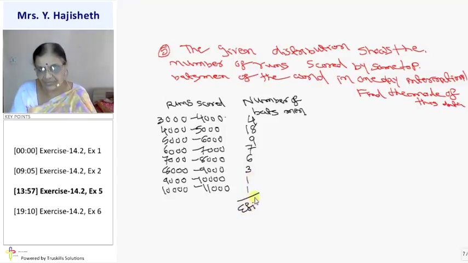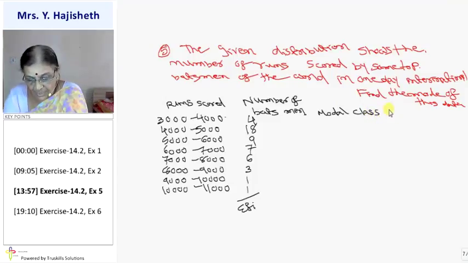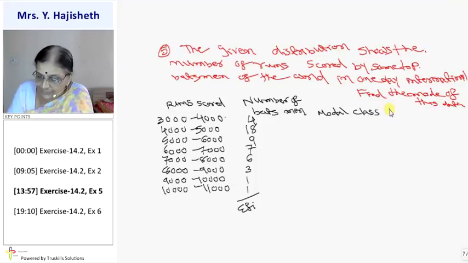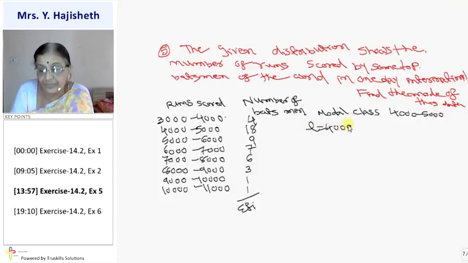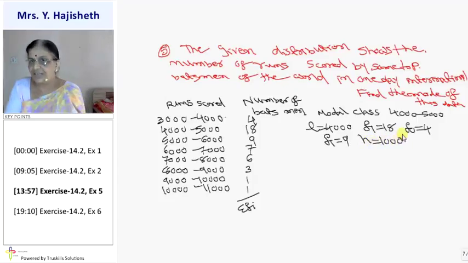Sigma fi is given, but we don't need it in mode. First you find out the modal class. Modal class means the class with highest frequency. Here the highest frequency is 18. So my modal class is 4000 to 5000. So naturally my L will be 4000. Clear? My F1, frequency of modal class, is 18. Frequency of the class preceding the modal class is 4. Frequency of the class succeeding the modal class is 9. And length of class is 1000. Everything is ready with me.